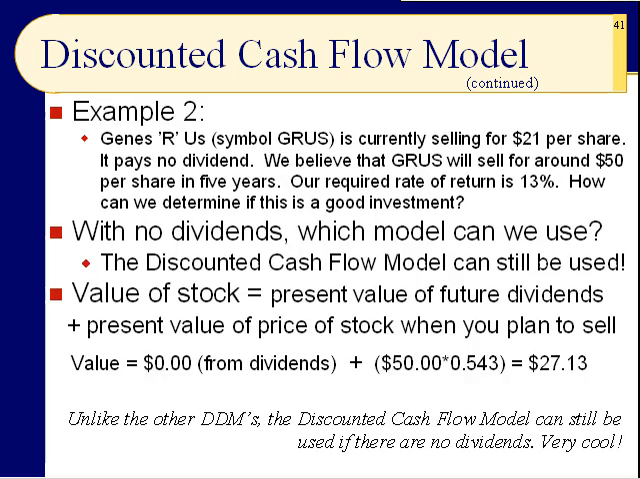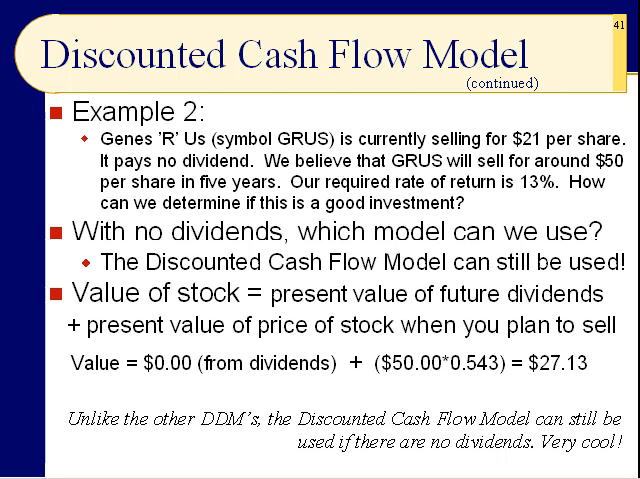The discounted cash flow model, example number 2. Genes R Us, a San Diego biotech startup, is currently selling for $21 per share. It pays no dividend. We believe that GRUS will sell for around $50 per share in 5 years. Our required rate of return is 13%. How can we determine if this is a potentially good investment?